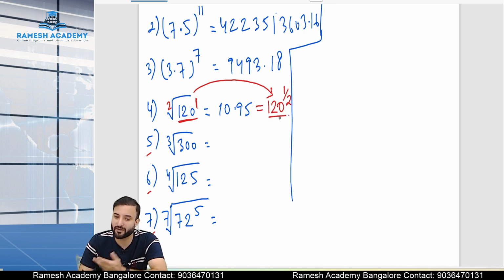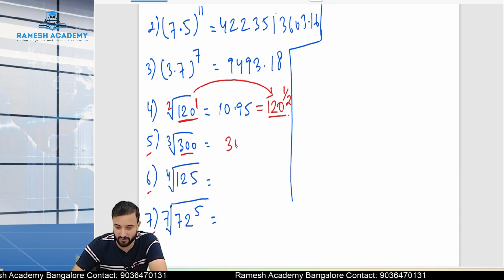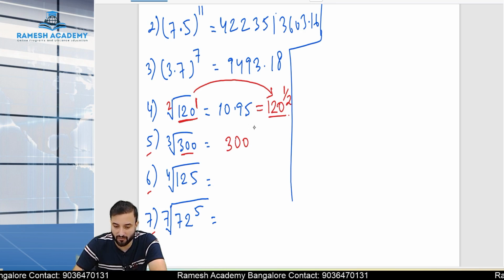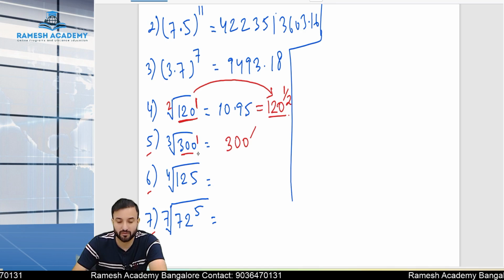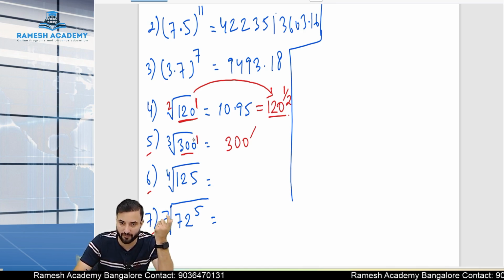So how will we write? Very simple. First of all, we will write the number. So the number is 300. Then in the power, the numerator and denominator will come. For the numerator, we have to write the power. The power is 1, because 2 power 1 is 2. So 300 power 1 is 300.